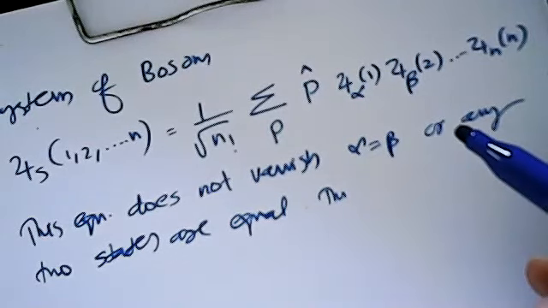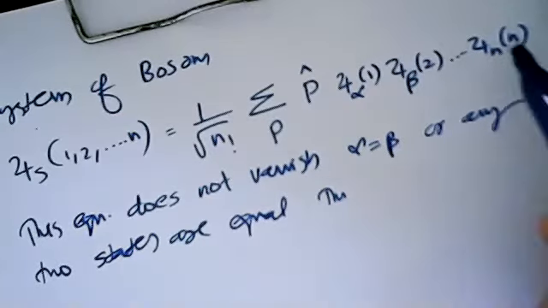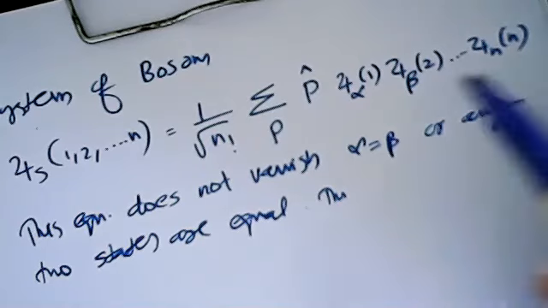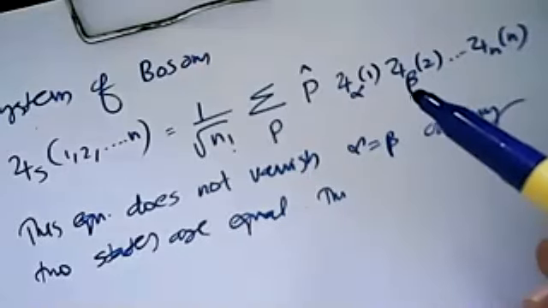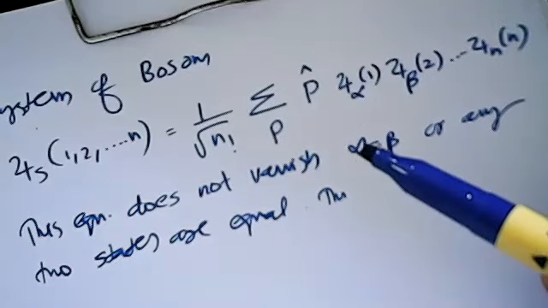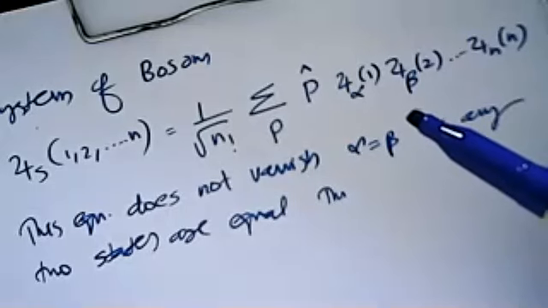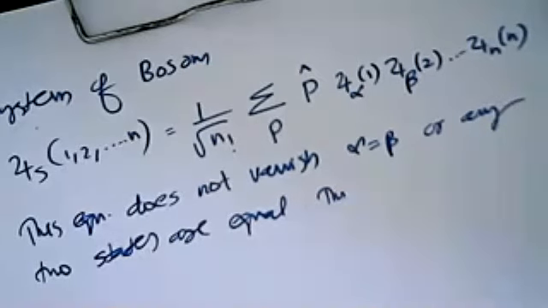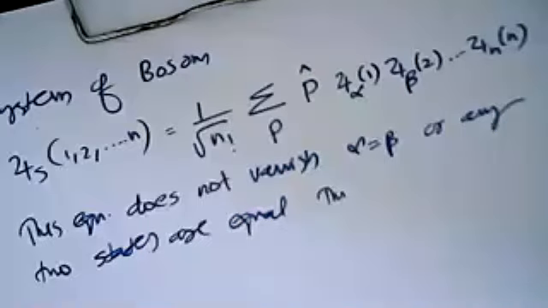Okay, but fermions obey Pauli's exclusion principle. For bosons, this is the equation. You cannot write it as a determinant. So even if alpha and beta are the same, this equation does not vanish. So bosons do not obey Pauli's exclusion principle. So this is another way of interpreting Pauli's exclusion principle.